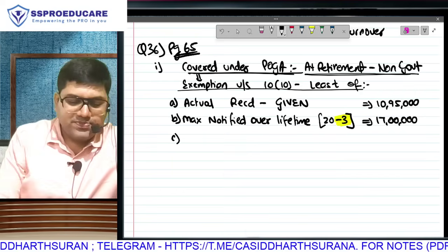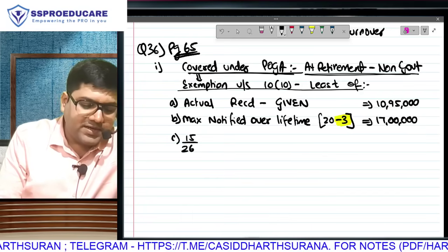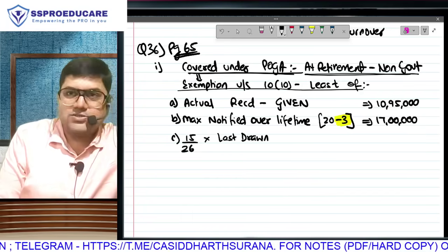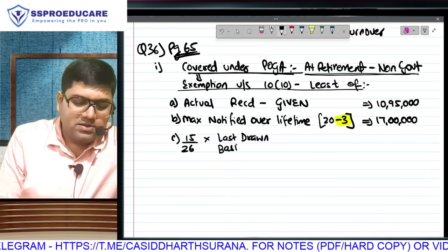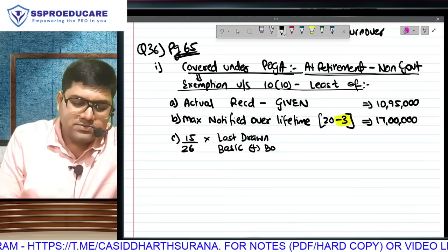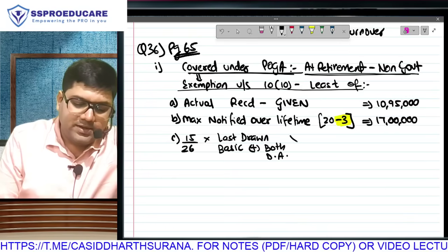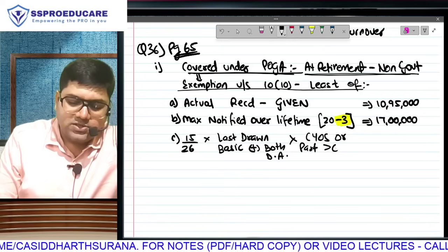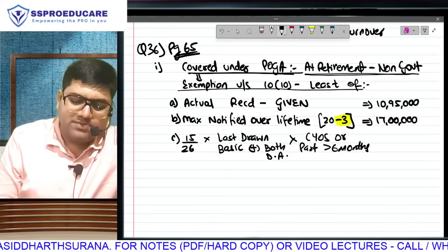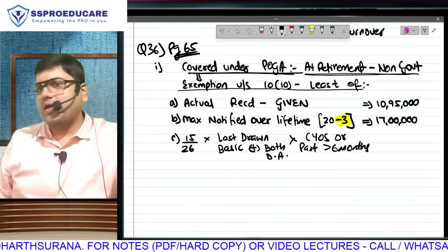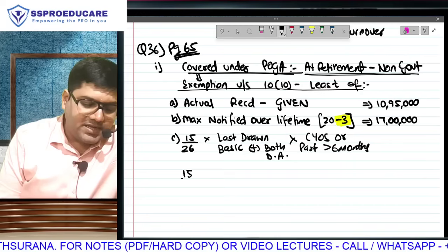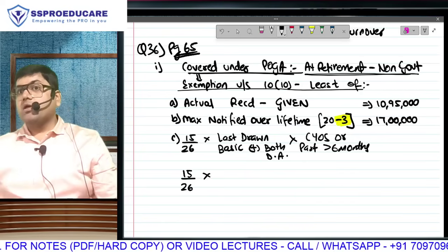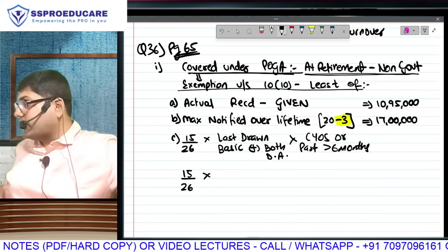Covered under POGA means it is going to be 15 by 26 into last drawn. In last drawn, what are the things that we will take? Basic plus both DA, and into completed years of service or part greater than 6 months. So the calculation simply depends on whether we remember the theory or we don't remember the theory. As simple as that. 15 by 26 as it is. At the time of retirement, what was his basic salary? Because mind you, under POGA calculation, we have to take the at-retirement figure, no?